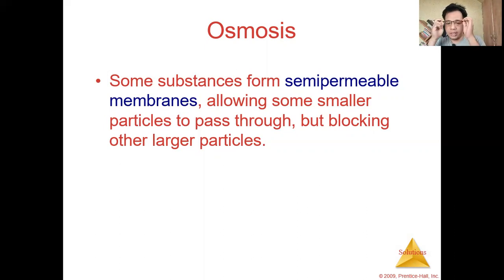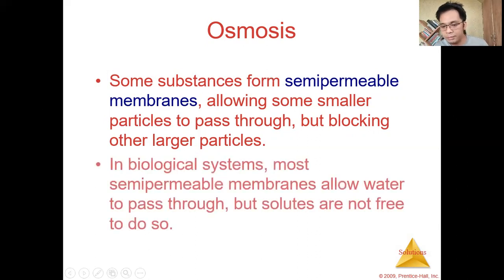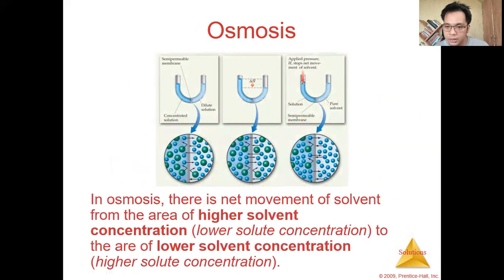Now, in this osmosis process, it is just a process by which the solvent passes through to the higher concentration of solute via the presence of a semi-permeable membrane. In biological systems, most semi-permeable membranes allow water to pass through, but solutes are not free to do so. A typical example of it is the red blood cells that we will later see in this presentation. Okay.